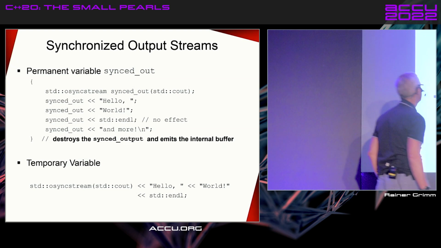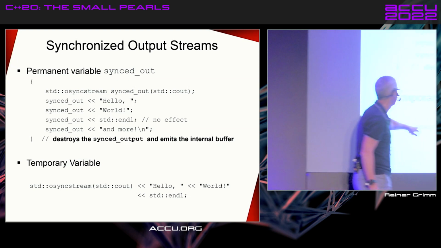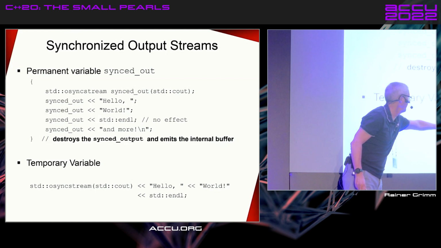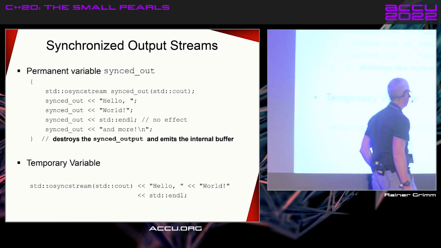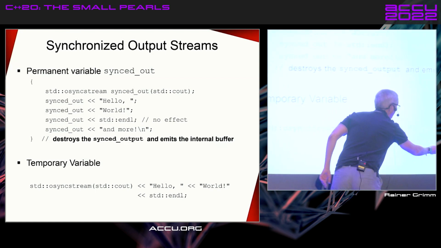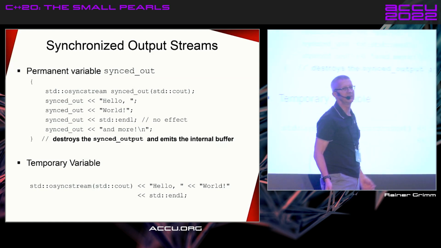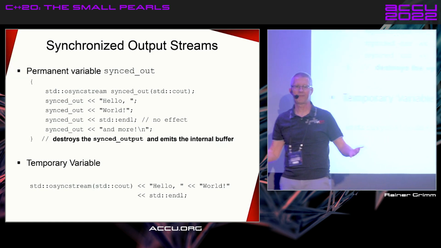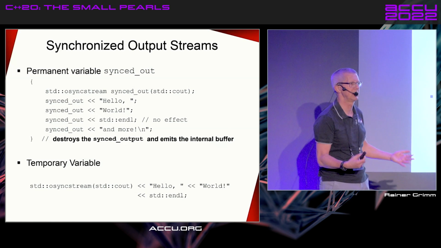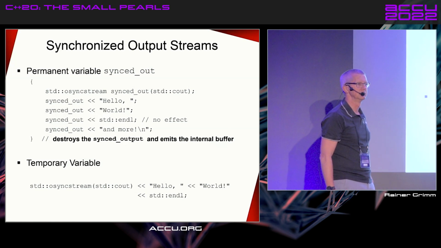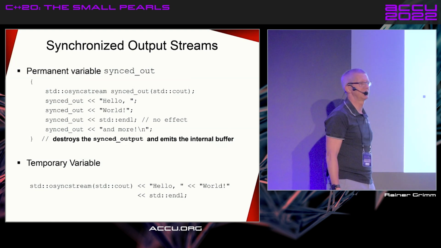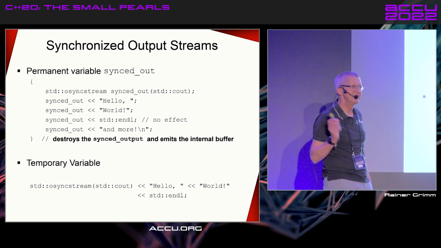And you can do it even more on a temporary. You just make a wrapper for std::cout, and this temporary will live until this sequence point here, and therefore here the buffer is flushed, and therefore you will get a synchronized output. If you need synchronized output, this is the way to go in C++20.